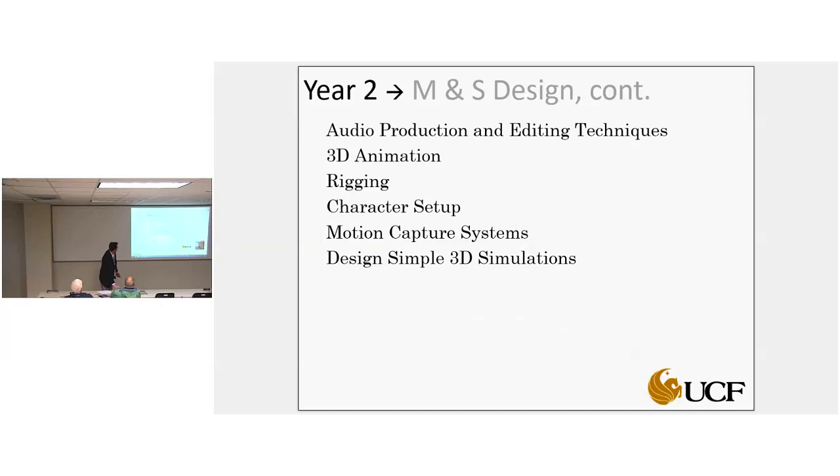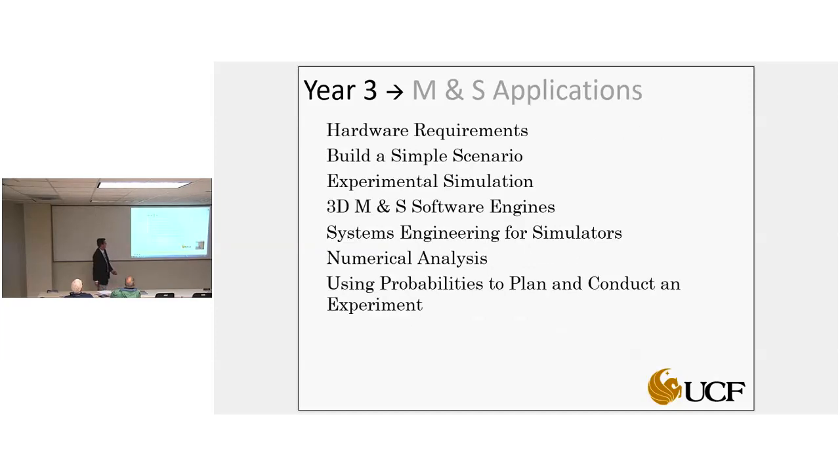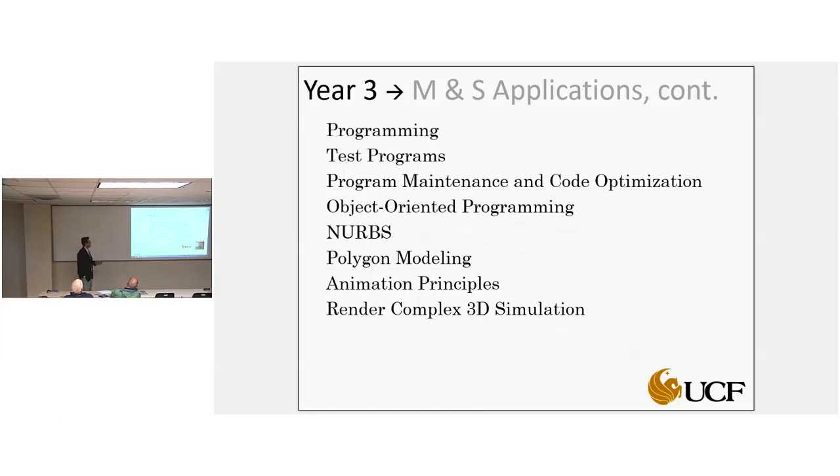3D simulation. Then in year three, we get into the application. So we start looking at hardware issues, 3D modeling and simulation software engines, a lot of probability stuff for scenarios and things like that. Testing programs, object-oriented programming, NURBS, animation principles, little things like that. And then here they have a complex 3D simulation as their culminating activity. So visual model, simple 3D simulation, complex 3D simulation in year three.